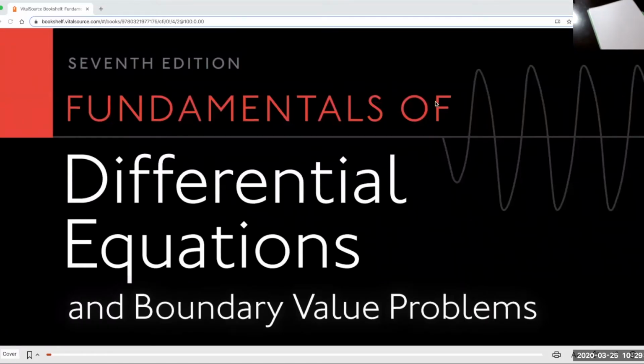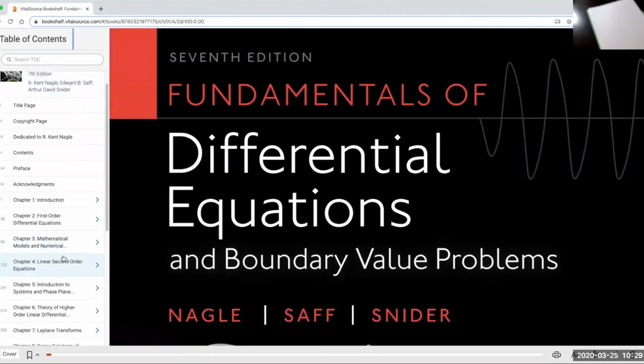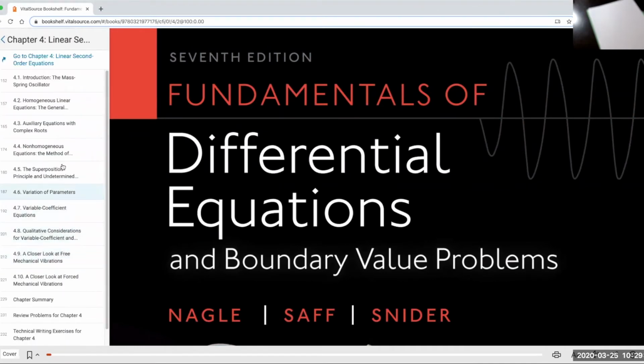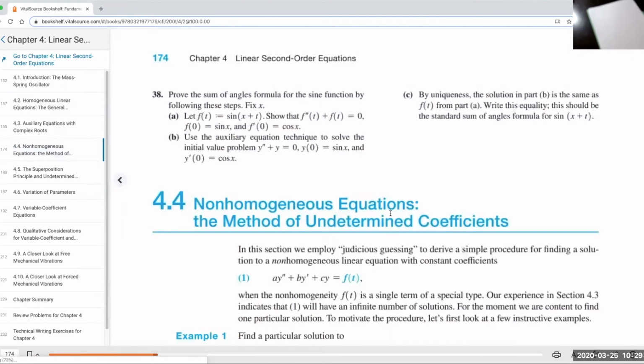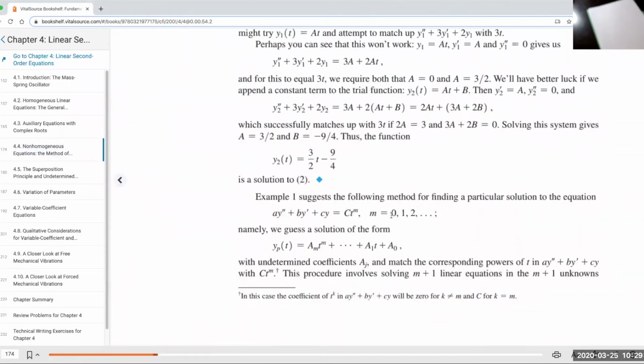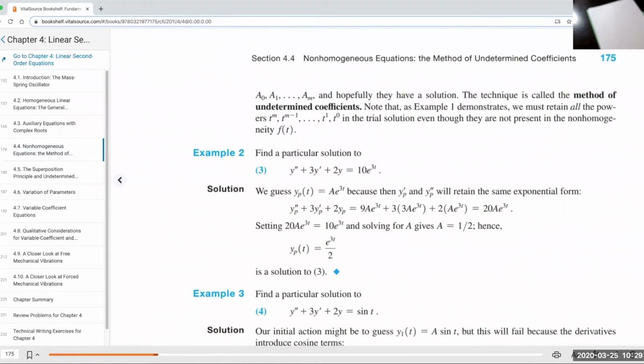All right, so what we're doing is chapter 4, and then 4.4. We don't have much time, so I cannot go over every single example in the textbook. So please study all of the examples in the textbook. This is really good, and you should do that in order to work the online homework. Okay.